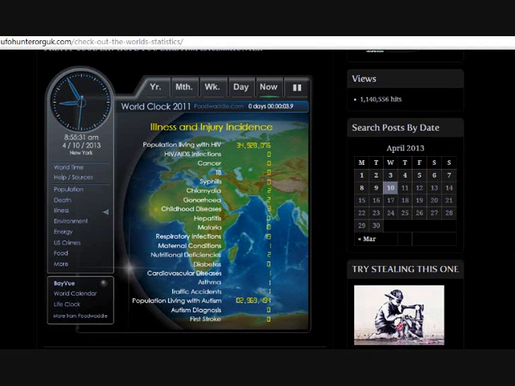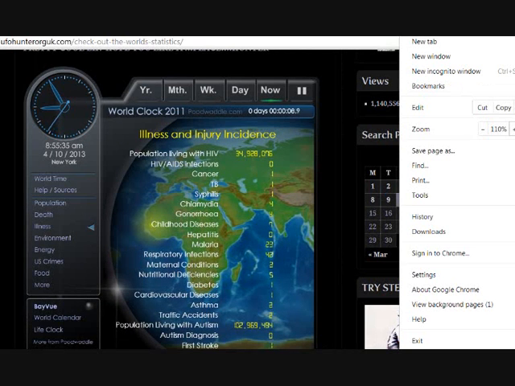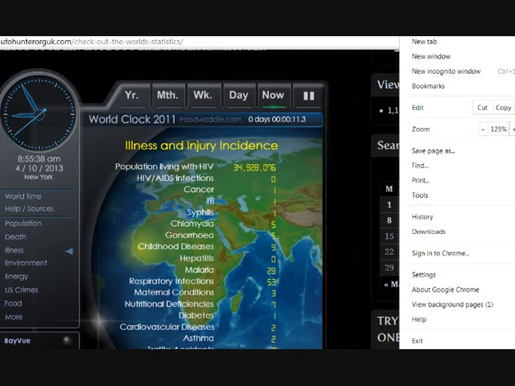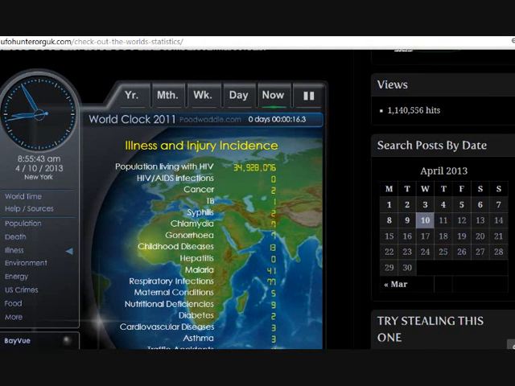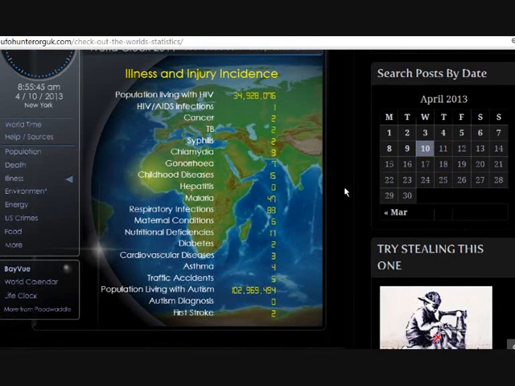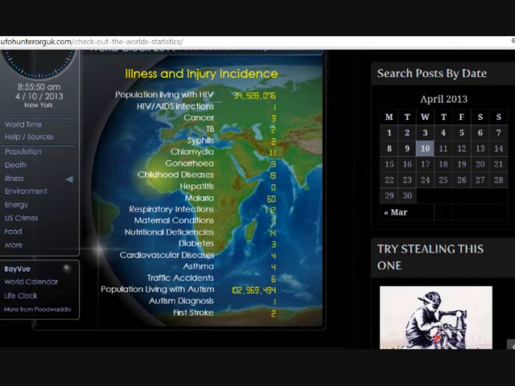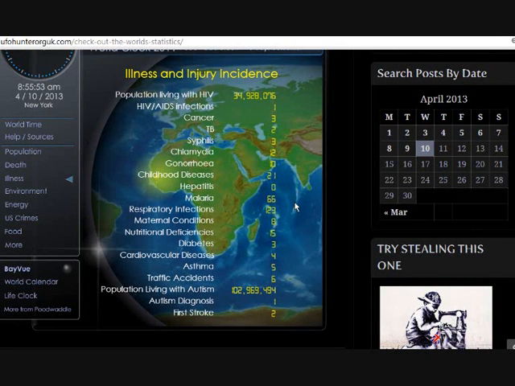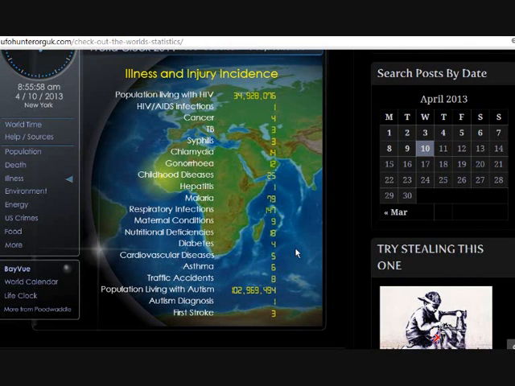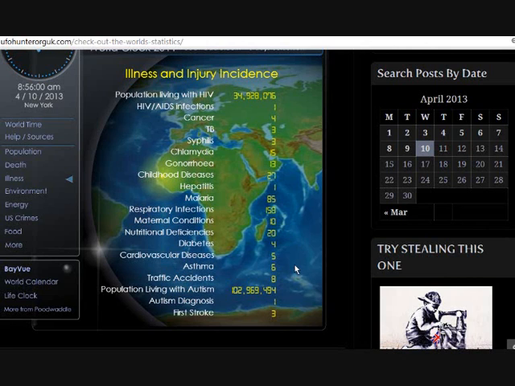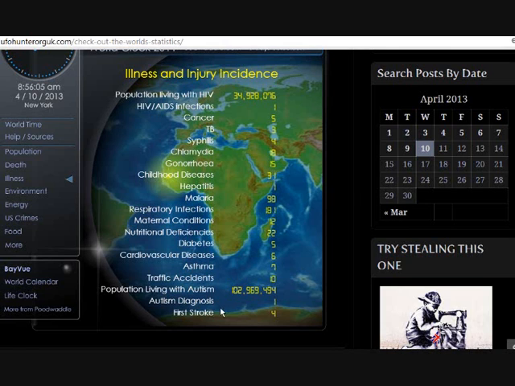I'm also going to make this screen a bit bigger. Right, fantastic. So this one is for illness, and you've got everything: AIDS, cancer, TB, syphilis, chlamydia, gonorrhea, childhood diseases, hepatitis, malaria, respiratory infections, maternal conditions, nutritional deficiencies, diabetes, cardiovascular diseases, asthma, traffic accidents, population living with autism, autism diagnosis, and the first stroke.